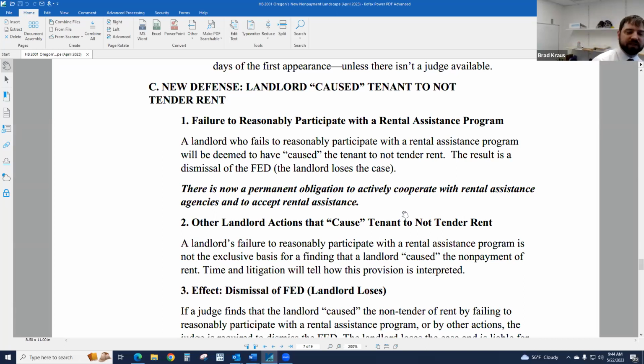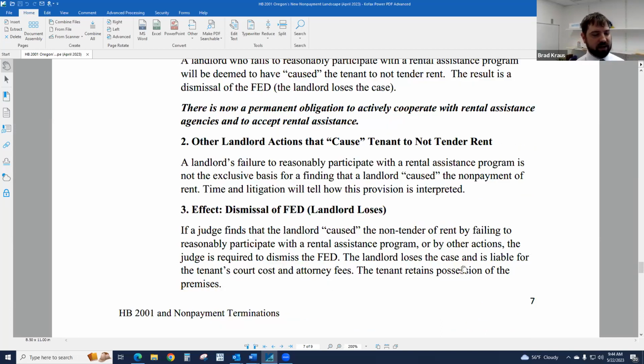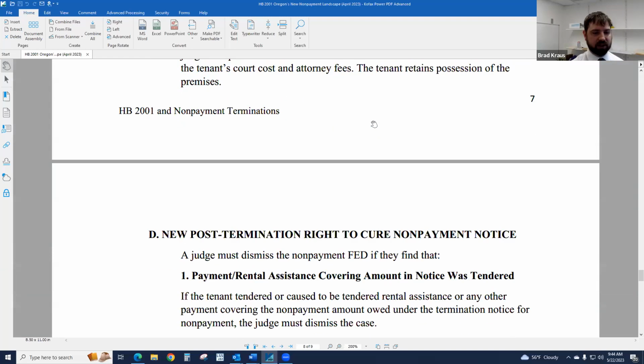What's the effect of it? The dismissal of the eviction. So if this defense is found to be accurate, then the eviction will be dismissed, and we will lose, and then we'd have to start the process over. We'd be liable for the court costs and attorney's fees, assuming that the tenant has an attorney, and the tenant again would retain possession. So we would not be able to retake possession of the property.